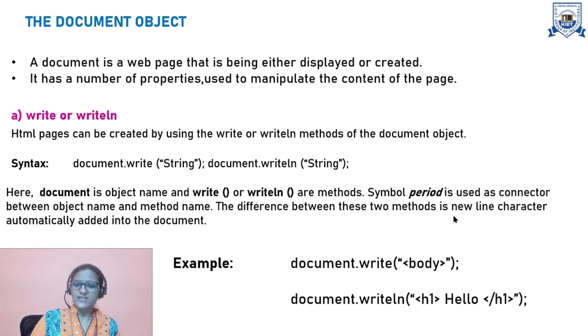The difference between the two methods is simply the new line character. Means in case of writeln, it will provide us a new line character that gets automatically added into the document. So we can use it like this, document.write, and here it will display the tag as it is, and then document.writeln, it will display hello in h1 heading 1 form. This way we can use it.